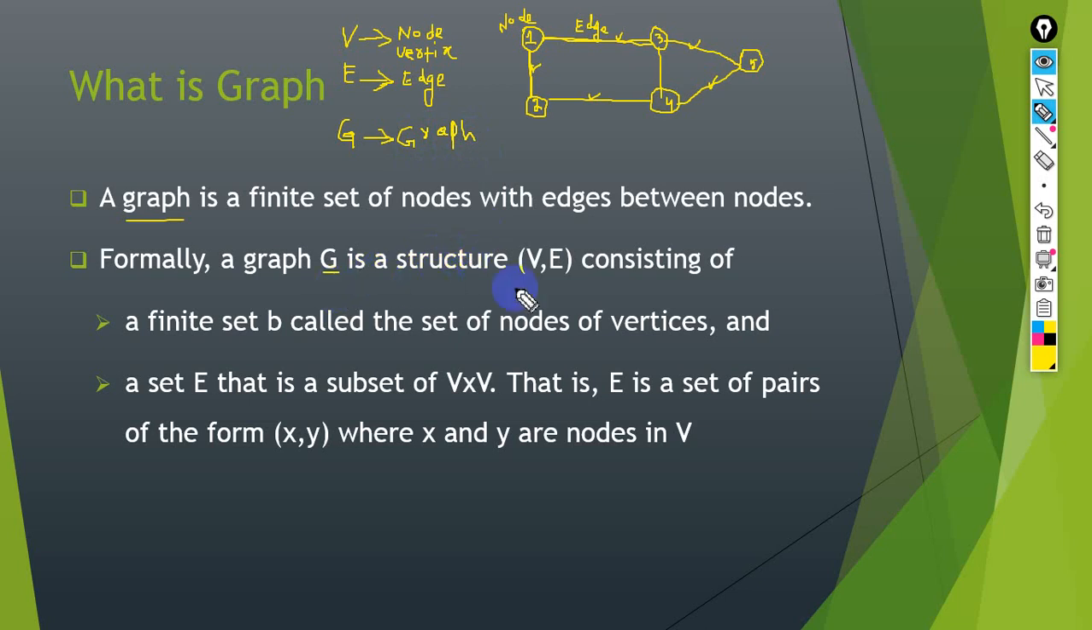So graph is a structure in which we have V and E. Graph is a structure in which we have V, vertices, and what else do we have? We have edges. Okay, so edges combine two vertices, two nodes, with each other. And what is a node? A node is a point through which two or more edges are combining together.